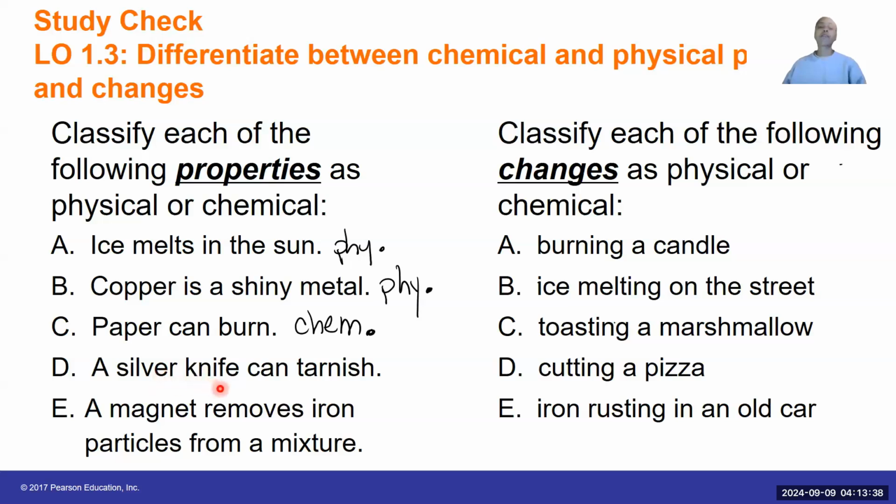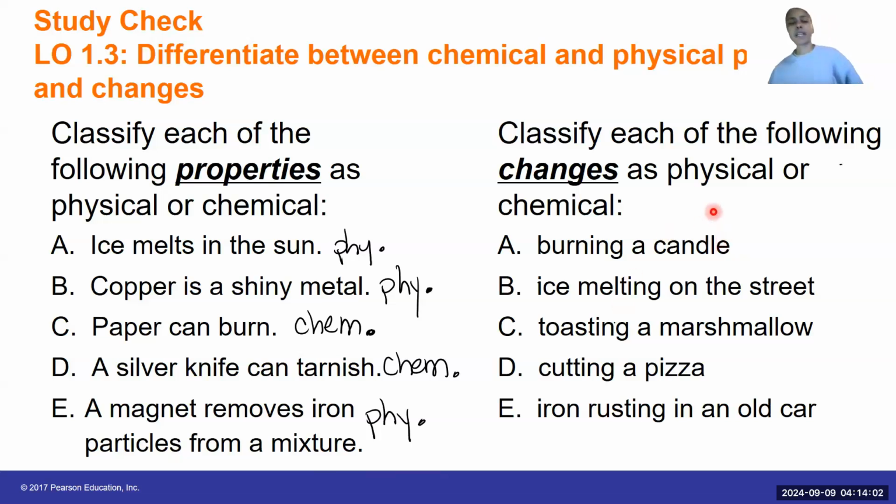A silver knife can tarnish. Tarnishing is when it turns that black kind of color. It's actually when the silver reacts with oxygen and water in the air. So that is a chemical property. A magnet removes particles from a mixture. Well, the magnet doesn't change, neither do the particles, so that would be a physical process.